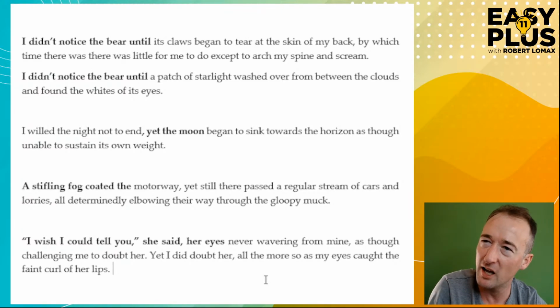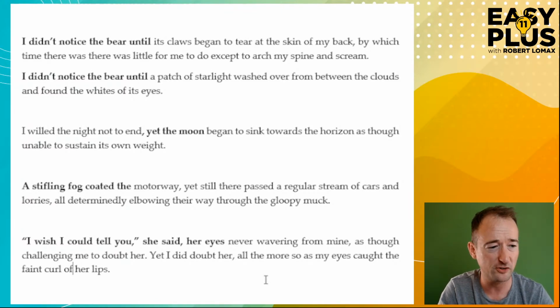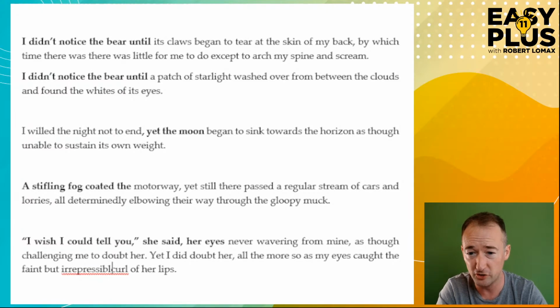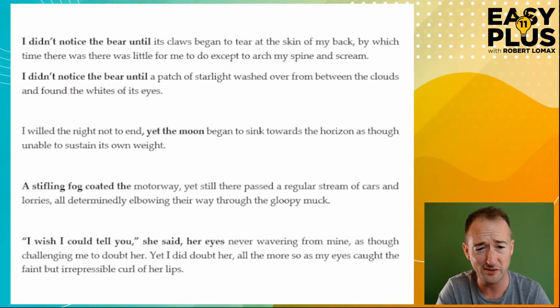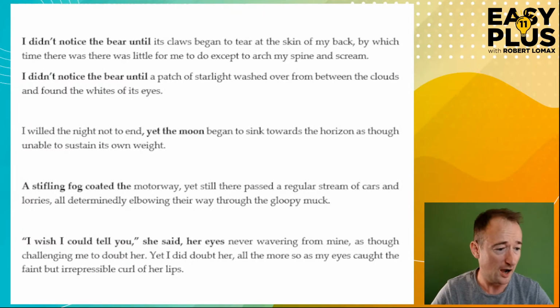Is she curling her lips on purpose because she wants to mock me? Or is it because she just can't keep down the hilarity of this great big whopper of a lie that she's somehow telling me? I think it's that one. So the faint but irrepressible. So it's not that she wants to show me she's lying, it's that she can't help it, she can't repress that. Yet I did doubt her, all the more so as my eyes caught the faint but irrepressible curl of her lips. Okay? I'm happy with that. I hope you are too.